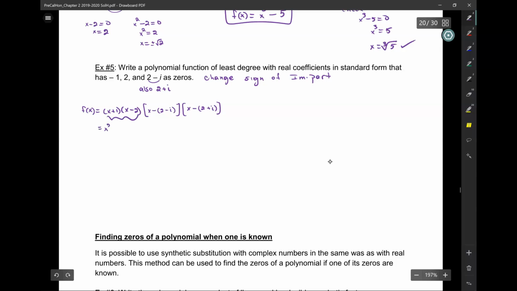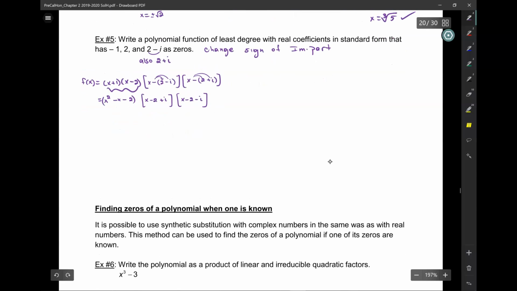Okay, we're going to get x squared plus x minus 2x, it's minus x minus 2. Okay, let me show you a trick with this one. Distribute the negative here and here. So I get x minus 2 plus i, x minus 2 minus i. I just distributed the negative.